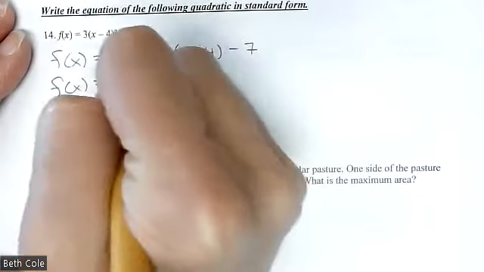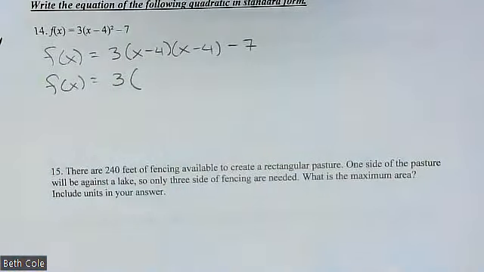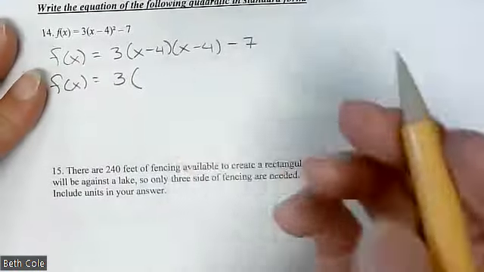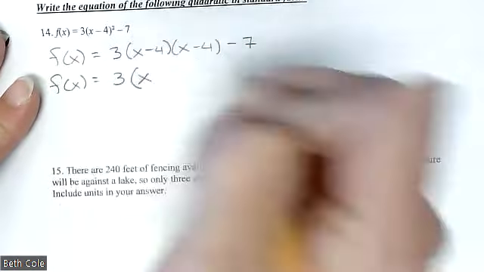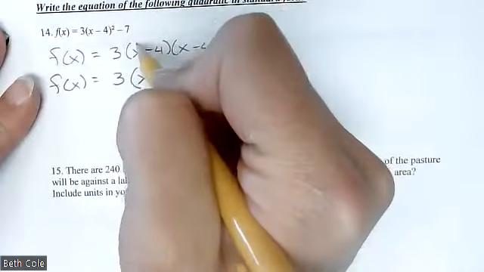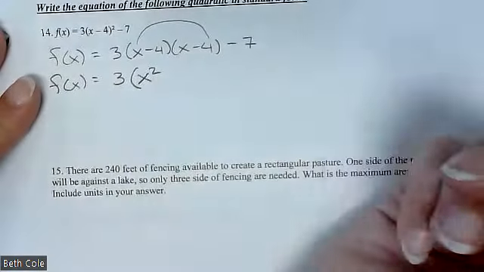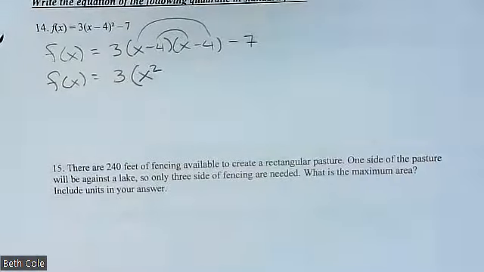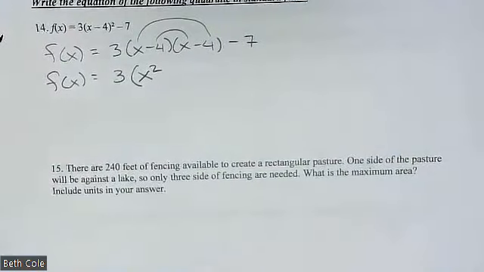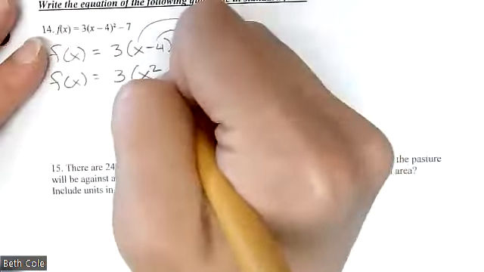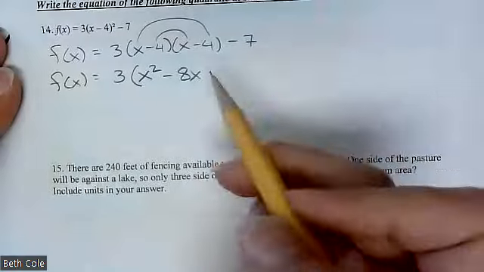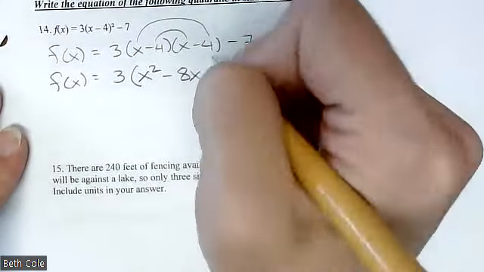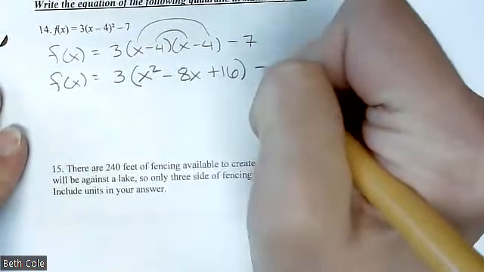So again, that 3 is just going to hang on a second. We're going to just distribute everything to each other. X times x squared. Good. The outsides give you a minus 4x. The insides give you a minus 4x. So together that would be what? Good. Negative 8x. And then negative 4 times negative 4 is 16.